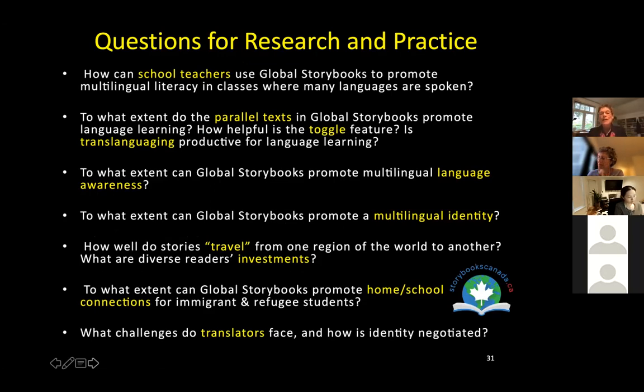So it does ask the question, how can school teachers use global storybooks to promote multilingual literacy in classes where many languages are spoken? To what extent do the parallel texts in global storybooks promote language learning? Is translanguaging productive for language learning? To what extent can global storybooks promote multilingual language awareness? How can global stories promote multilingual identity? How well do stories travel from one region of the world to another? What are diverse readers' investments? How can we use global storybooks to promote home-school connections for immigrant and refugee students? What challenges do translators face, and how is identity negotiated?